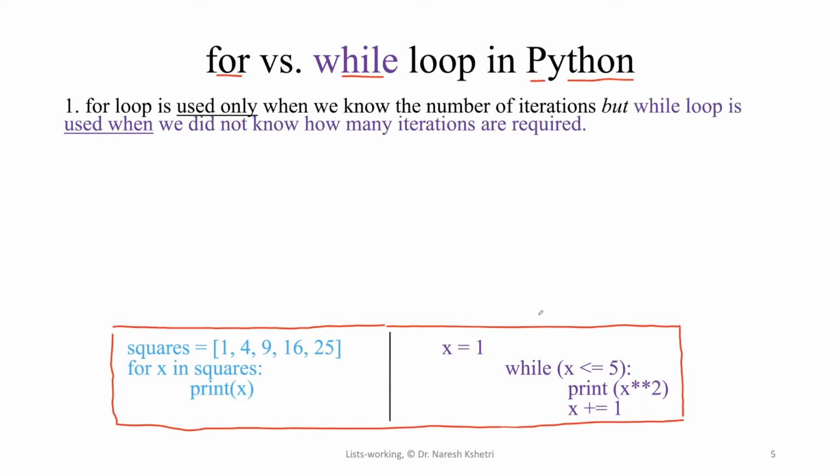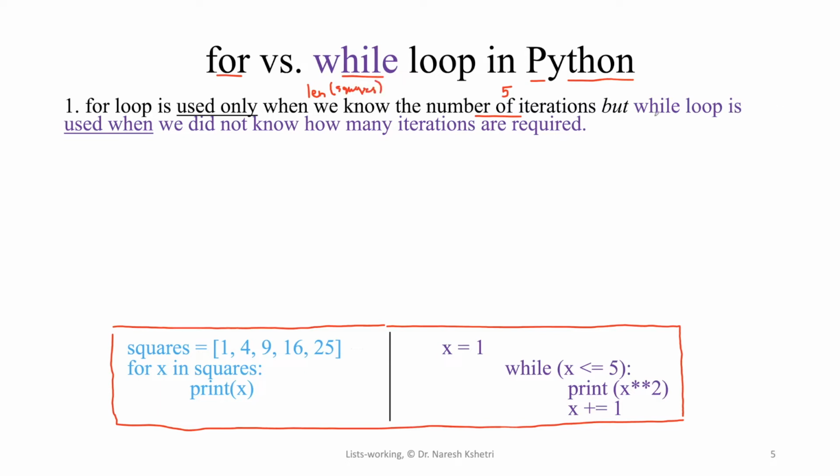The first difference is that the for loop is used only when we know the number of iterations. For example, here we are using a list and it's going up to 5 iterations. But in case we don't know how long the list is, you can always use the len function to calculate the length of the list. You can use len and the name of the list.